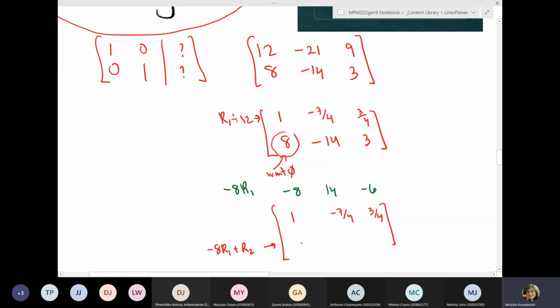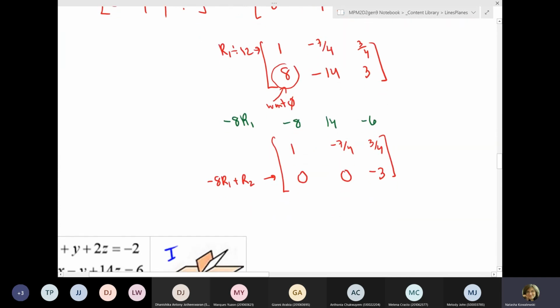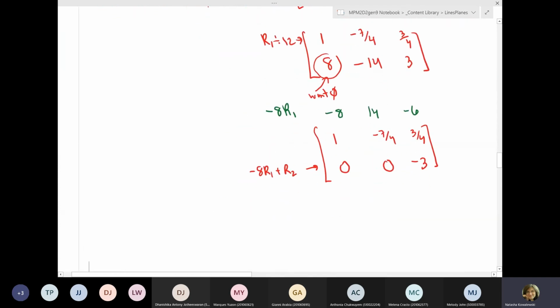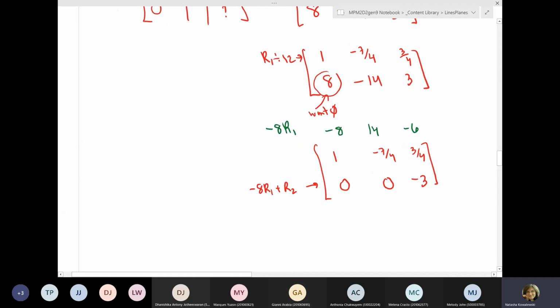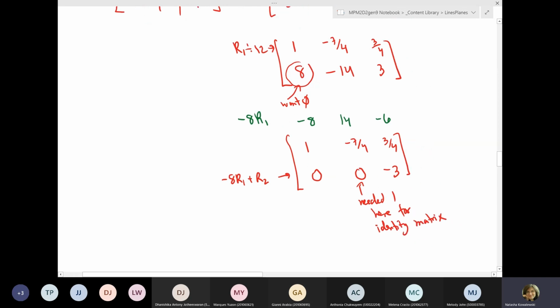Okay, so you should notice that here you'll have 0 and a 0, and then -3. Okay, so pause what you're doing, stop, because here this is going to be impossible to continue on using the matrix, because remember how our goal is to have a 1 here, needed for the identity matrix. So stop what you're doing, just watch me from here on end.